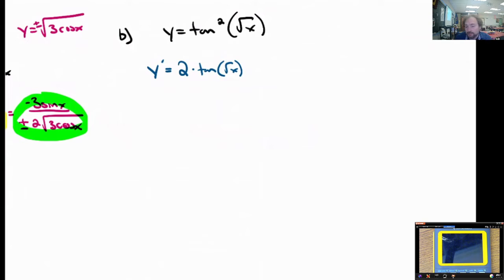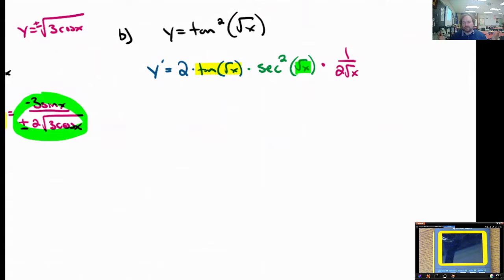Now that's all well and good, but now we need to do the derivative of the next thing, which was the tangent. Tangent's the middle layer. The derivative of tangent is the secant squared of the square root of x, because again, we're taking the derivative of the inside layer. In this case, we've already dealt with the squared, the power rule, so now we're dealing with the tangent. The derivative of tangent is secant squared, and now we have to deal with the square root of x. That's the inside part there. And the derivative of the square root of x is 1 over 2 roots of x.